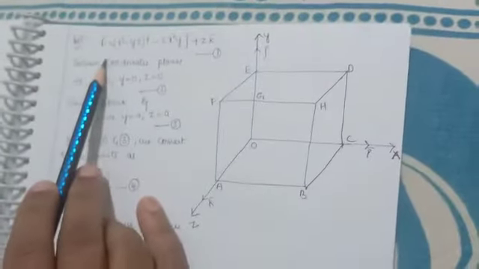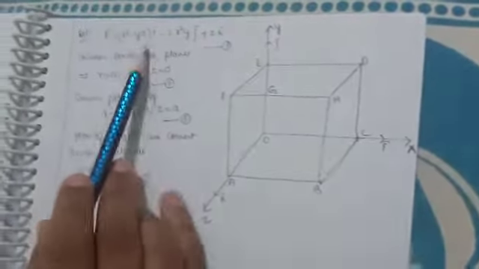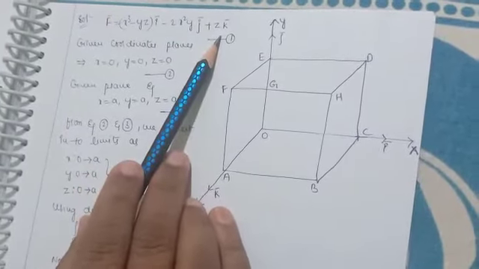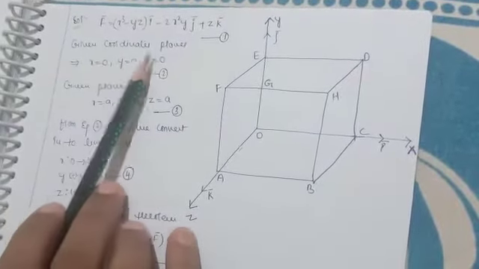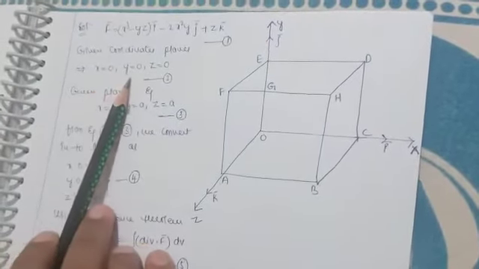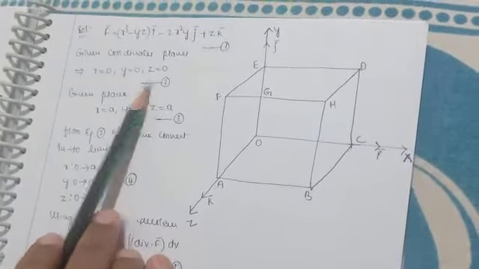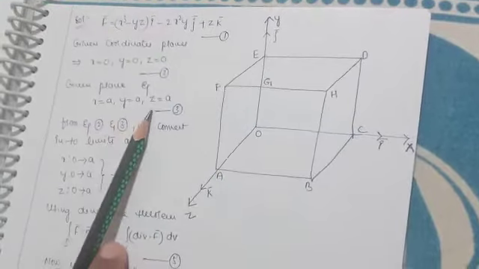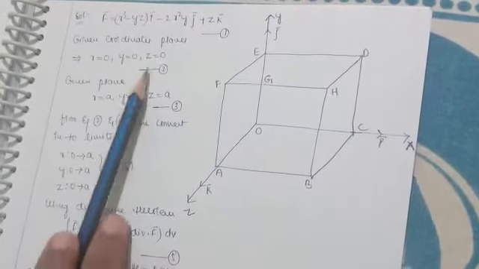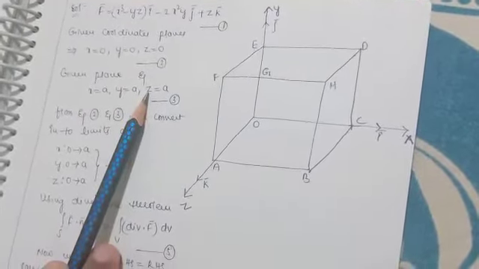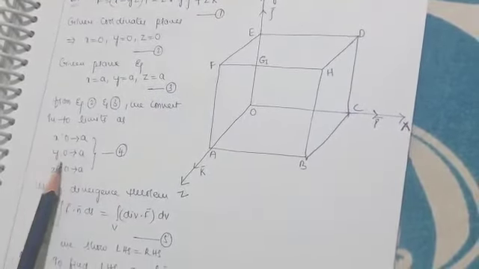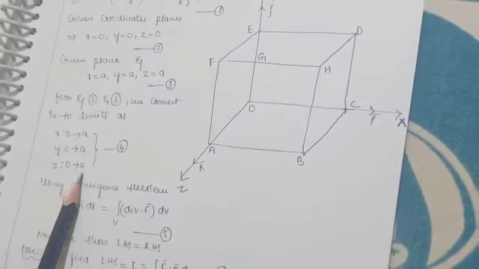Moving to the solution. F bar is given as (x cube minus yz) i bar minus 2x square y j bar plus z k bar. This is the given equation, and we said that coordinate planes we are taking as x equal to y equal to z equal to 0, and the plane equations are given as x equal to a, y equal to a, z equal to a. Whatever the plane equations are given to us, we will be converting in the form of limits here as x from 0 to a, y from 0 to a, z from 0 to a.